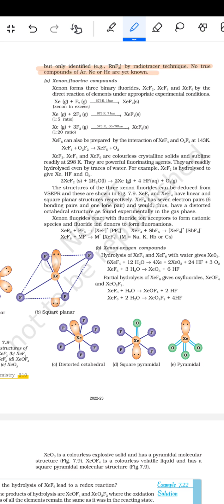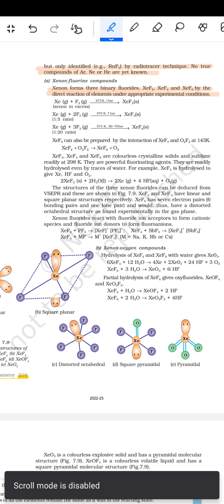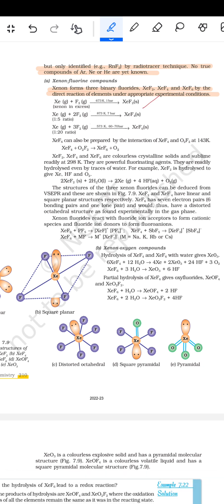A. Xenon fluoride compounds. Xenon forms three binary compounds, XeF2, XeF4 and XeF6, by the direct reaction of the elements under appropriate experimental conditions. Xe plus F2 at 673 Kelvin and 1 bar gives XeF2, then Xe plus 2F2 gives XeF4, and Xe plus 3F2, with xenon in excess in a 1:5 ratio or in a 1:20 ratio, gives XeF6.